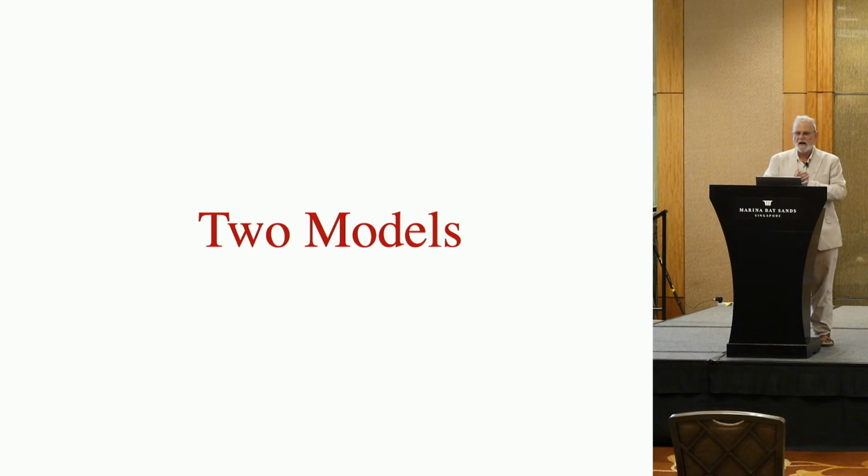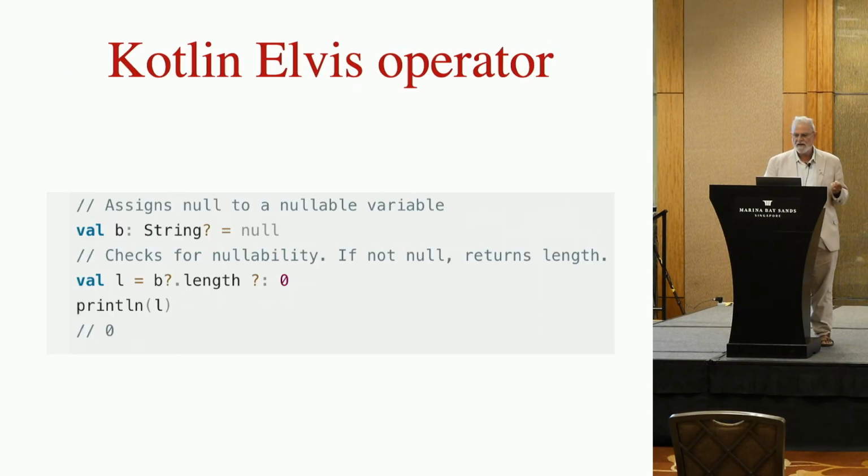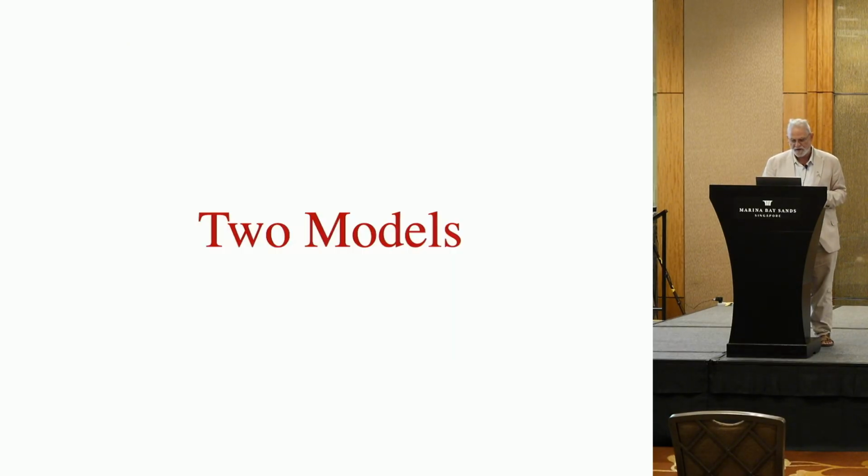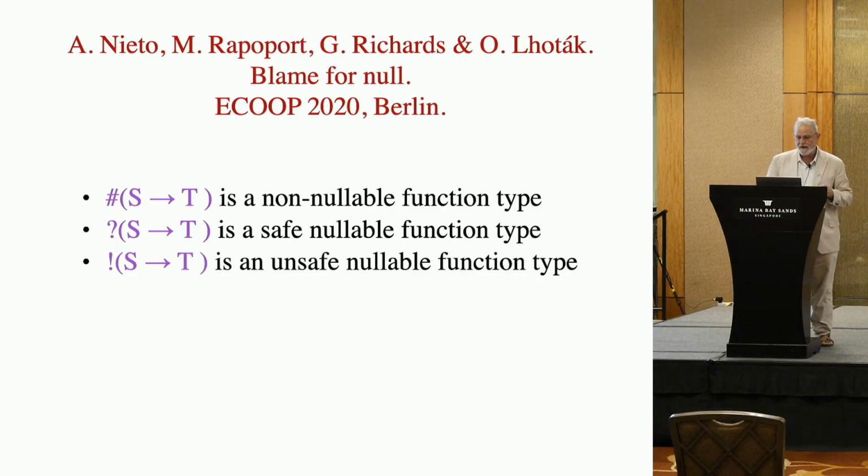So let me show you two models. So, right, we've got this in practice. Here it is in Scala, here it is in Kotlin. What would this look like in theory? So you'd like to have some theory underlying what you do. And there are two different models. So in a paper in ICFP'25, they published a model that had 3 different function types.